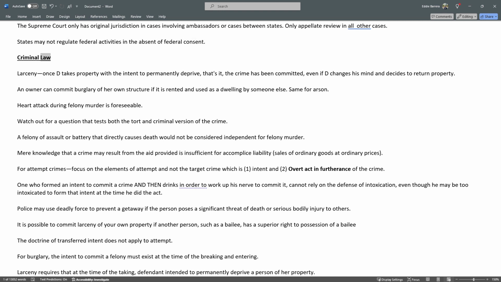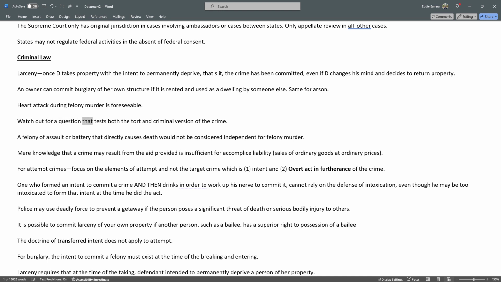Criminal law. Larceny. Once D takes property with the intent to permanently deprive, that's it, the crime has been committed, even if D changes his mind and decides to return the property. An owner can commit burglary of her own structure if it is rented and used as a dwelling by someone else. Same for arson. A heart attack during felony murder is foreseeable.